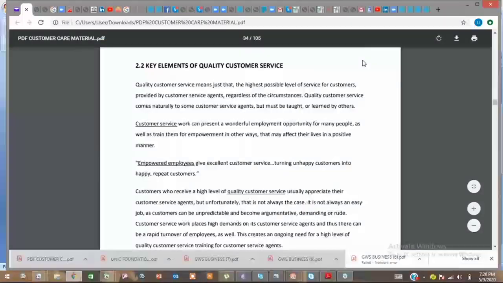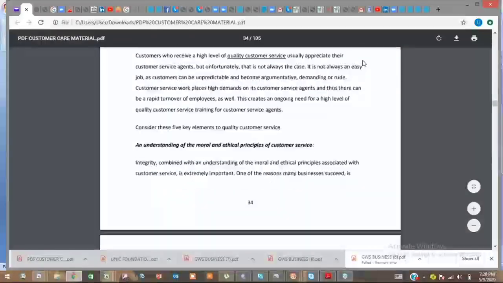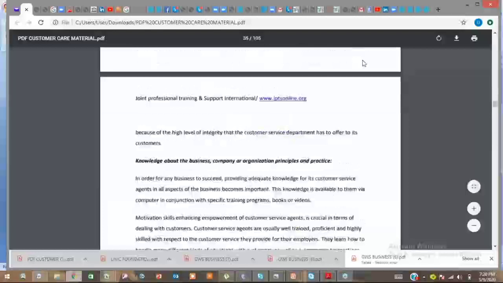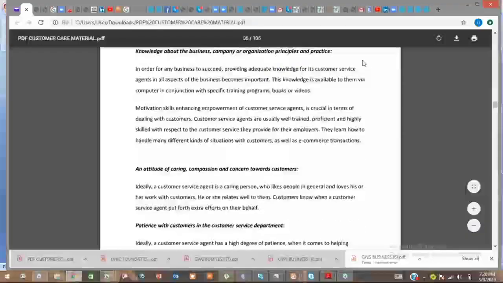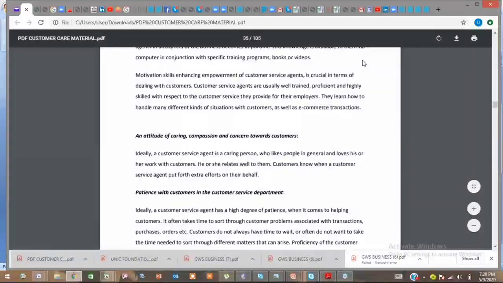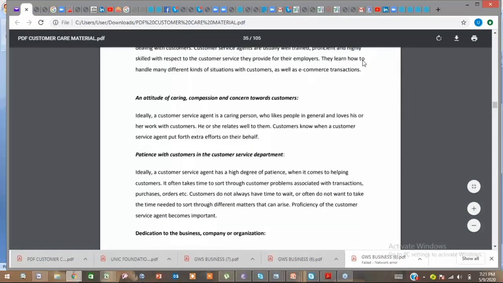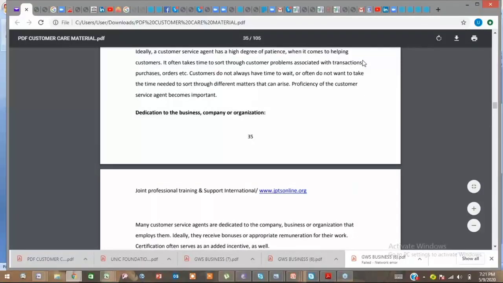Understanding, knowledge about the business. You cannot work in customer care if you don't have knowledge of the business operations and practice. Attitude of care and compassion. You must display attitude. We use the word empathy. You have to put yourself in the shoes of the customer. Be patient with customers, patient, dedicated to the business.